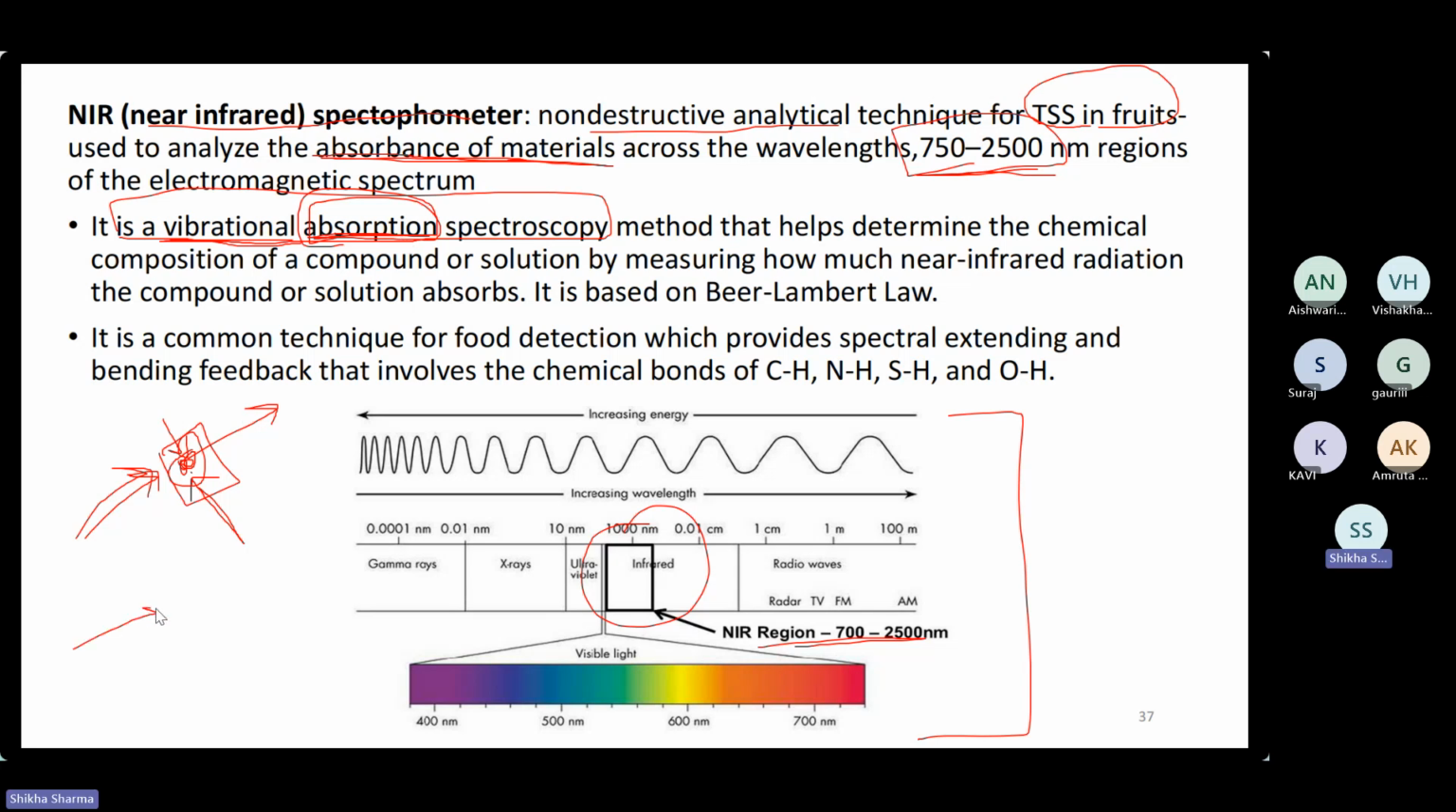It means that when the photon is coming, the atoms will take those photons and start to vibrate, and based on that the determination of the chemical composition of the compounds or the solution can be done by measuring how much near infrared radiation the compound or the solution absorbs. So how much absorption is done, based on that the chemical composition is analyzed. So it is based on the Beer-Lambert law. Everyone knows the Beer-Lambert law. Can anyone tell me what the Beer-Lambert law is?